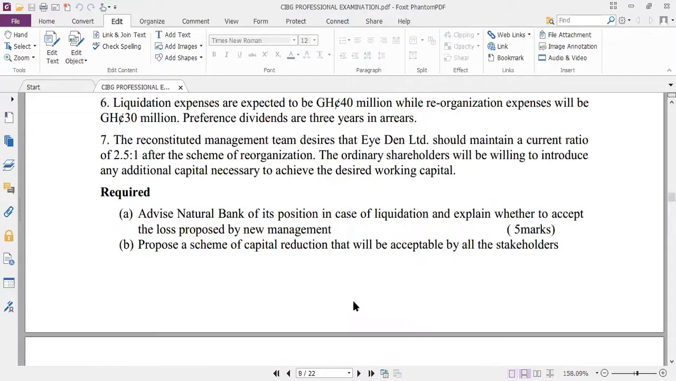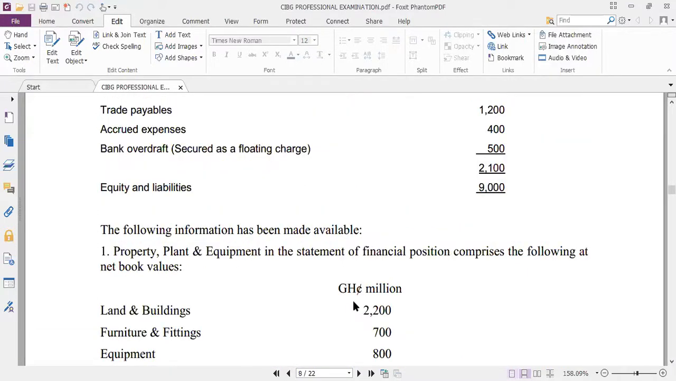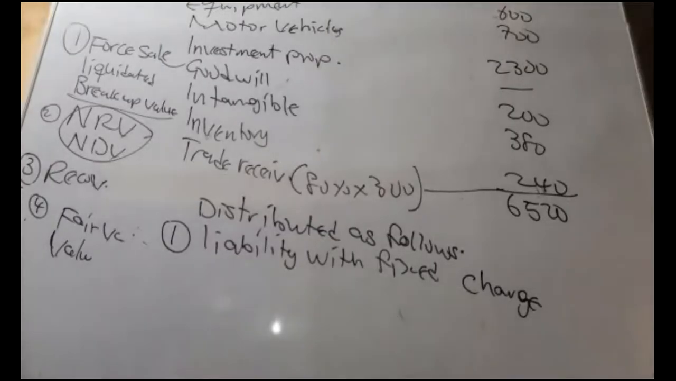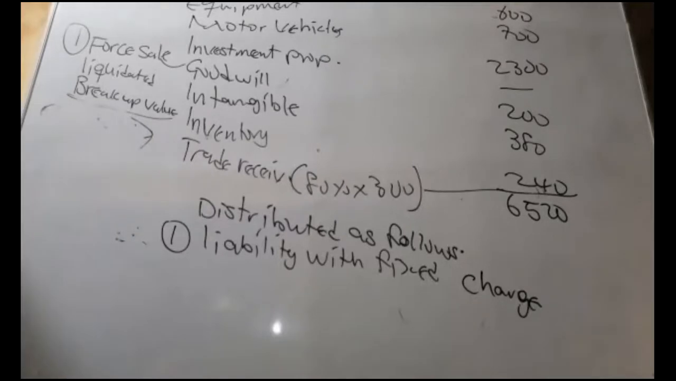So we are going to pick the liability with the fixed charge secured on the PPE, that's the 15% debenture. What's the value? The value is 4,500. Now let's look at the board. Now, if the debenture, we are owing them what?